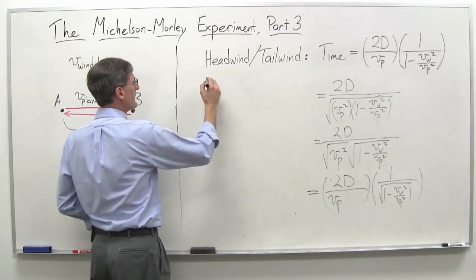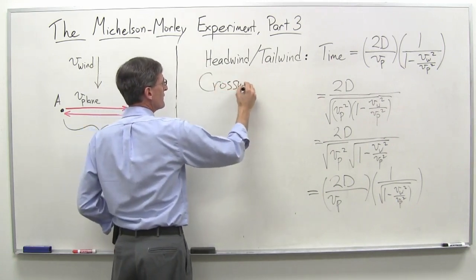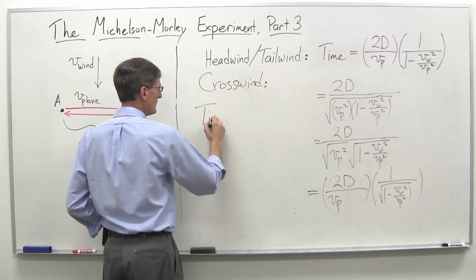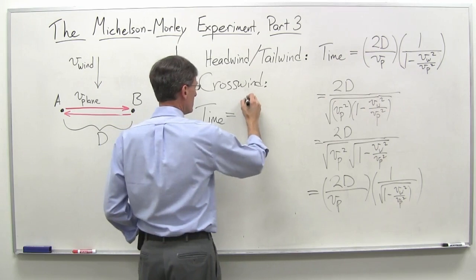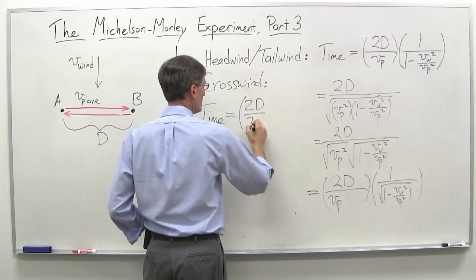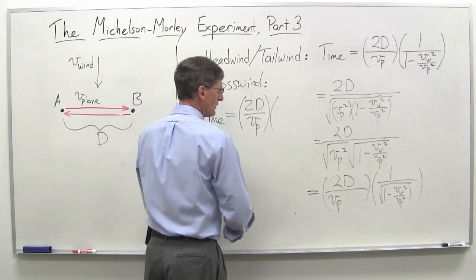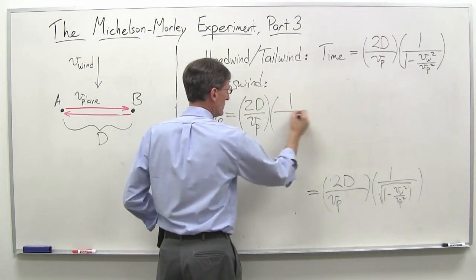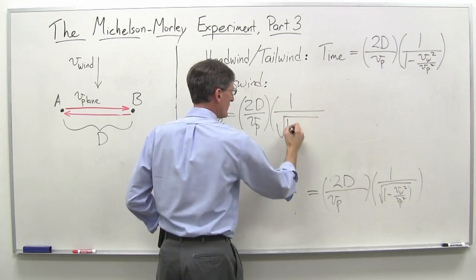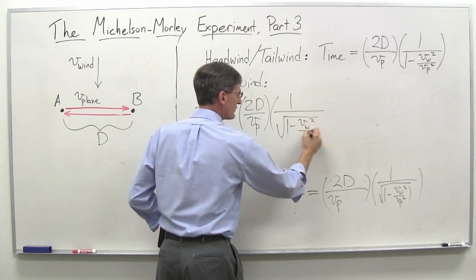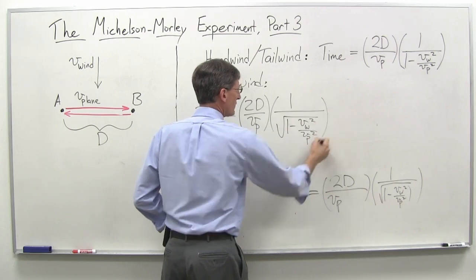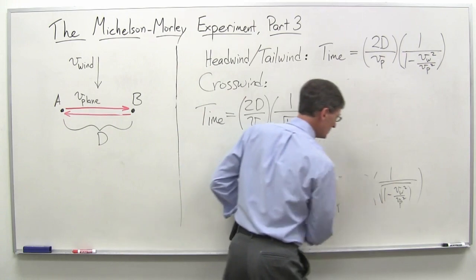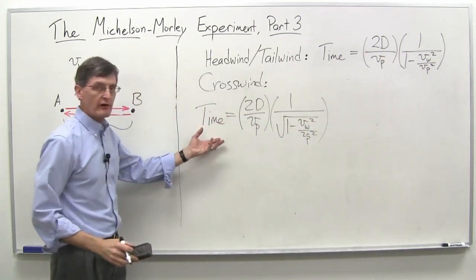So the crosswind case, because that's what we've been working on here, is time equals 2d over Vp times 1 over the square root of 1 minus Vw squared over Vp squared. And note something important here, something very interesting. This was the crosswind case.